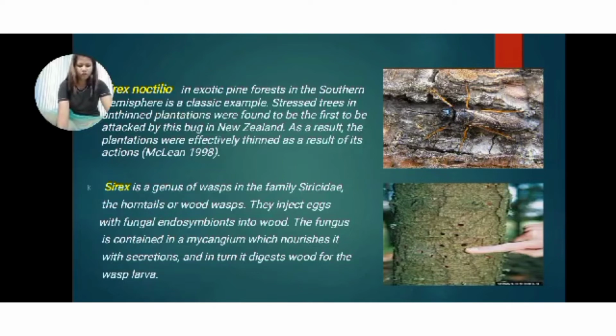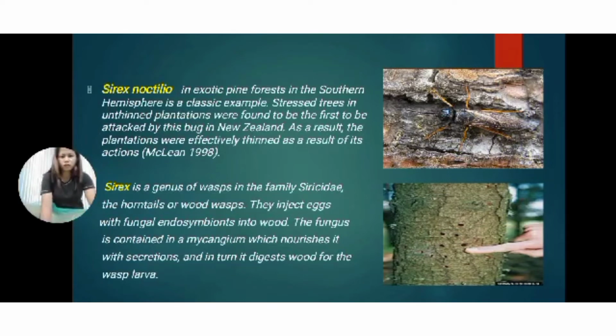And now we will look at some examples of pest diseases and their damage. Sirex noctilio in exotic pine forest in the southern hemisphere is a classic example. It is noted that stressed and suppressed plantations were found to be the first to be attacked by this insect in New Zealand. As a result, the plantations were effectively destroyed by its action.